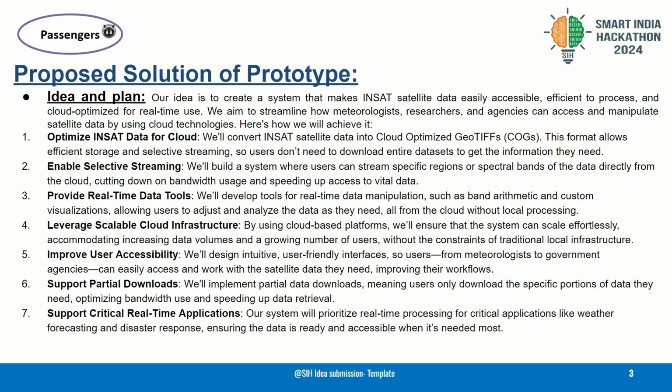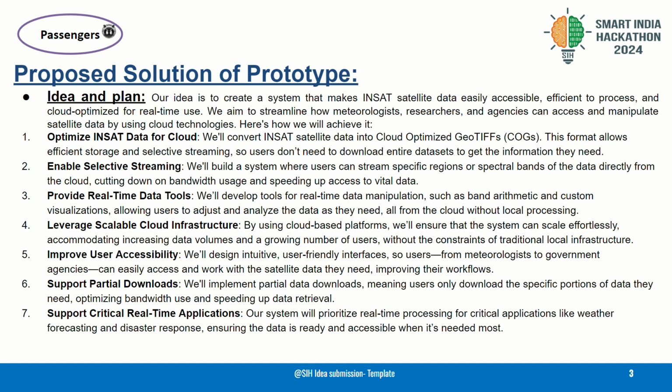Now we are proposing the solution for the prototype in these seven objectives, or these seven checklist items. First, we will optimize the INSAT data for cloud: the HDF5 file or dataset which we have received, we will first unpack it and separate all the data streams in different formats. Now we will encode them in such a way that it can be live streamed.